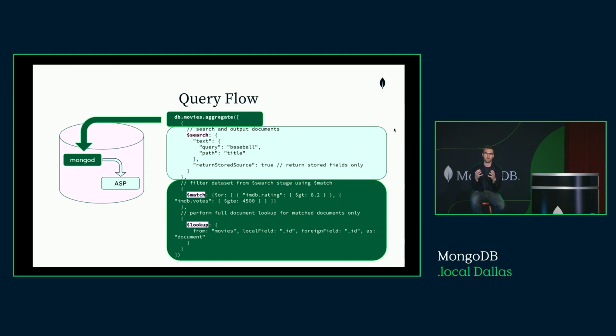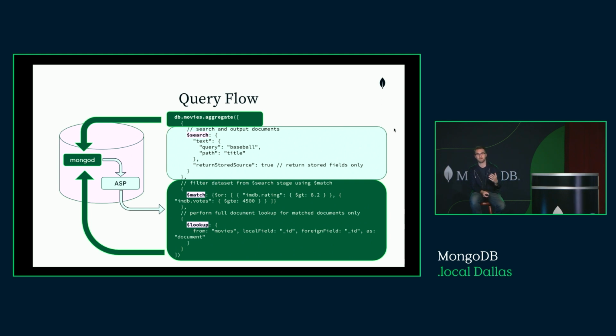You can throw that into that search stage. And then once those results are pulled out of that Atlas search process, they are then passed to the rest of the aggregation pipeline to continue to do whatever manipulation you need to do.